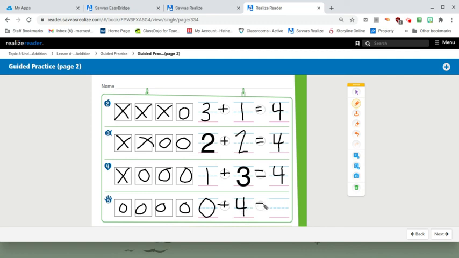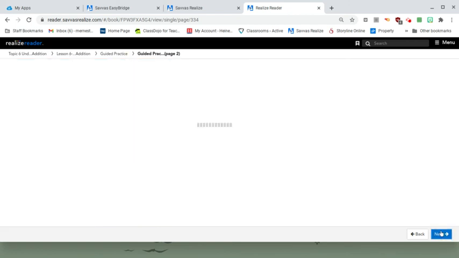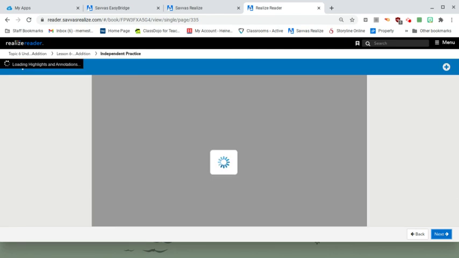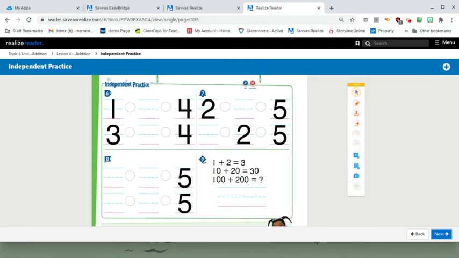I'll tell you a secret. It's the zero identity property. Any number plus 0 would equal that number. So if I have any number and I add 0 to it, it's going to be that number. If I had 5 plus 0, it would be 5. If I have 300 plus 0, it would equal 300. Good job, kindergartners.